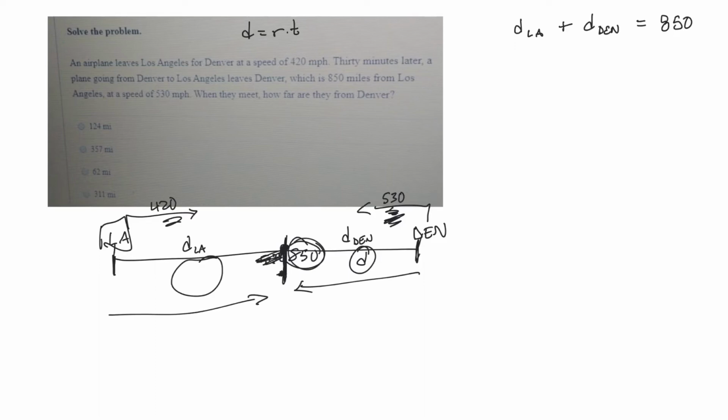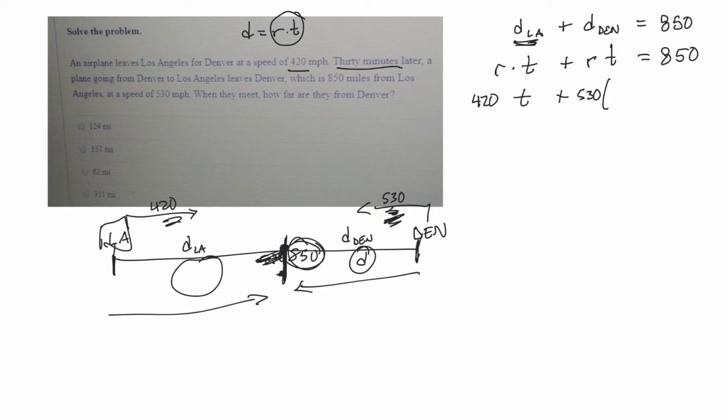Okay, but now I know that the distance for either of these can be expressed as a rate times a time. So the rate of the LA flight times the time of the LA flight, plus the rate of the Denver flight times the time that the Denver flight goes, the sum of those two has to come out to 850. Well, the rate of the LA flight is 420, so 420 times the time. They don't tell me a time, so let's just put a T. Plus the rate for the Denver guy, 530, and they say it's 30 minutes later.